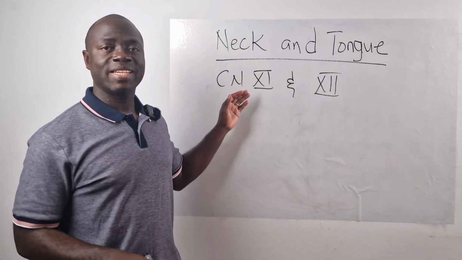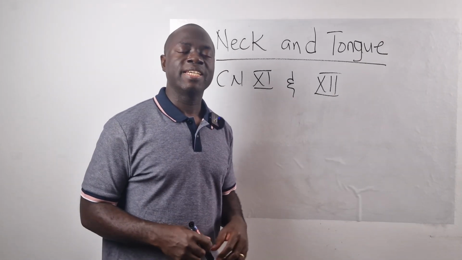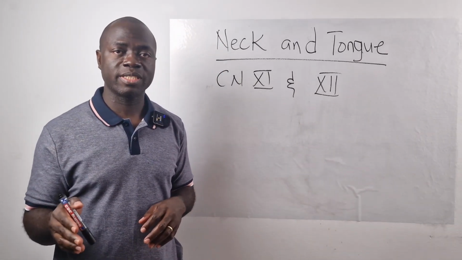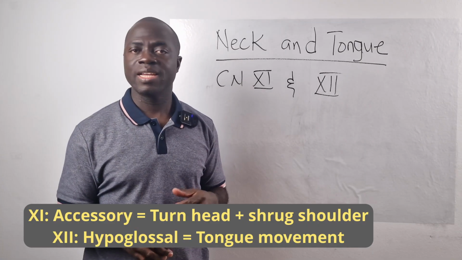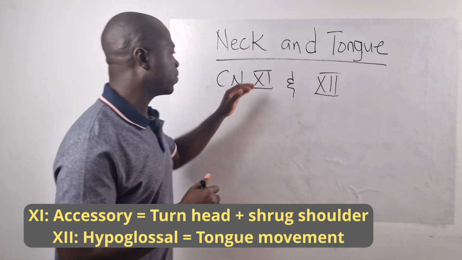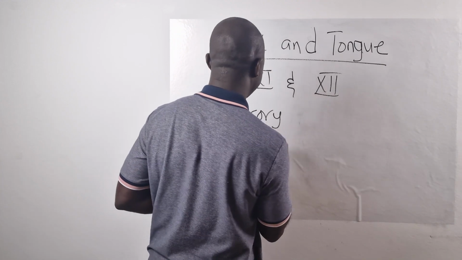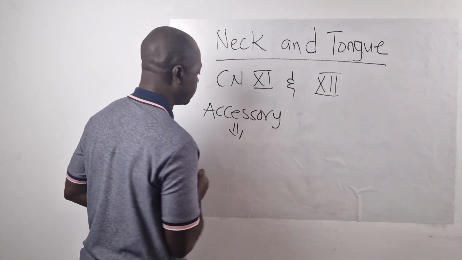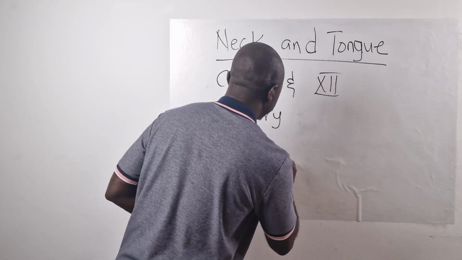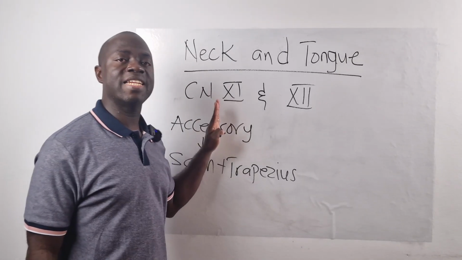Cranial nerve 11 is the accessory nerve, and cranial nerve 12 is the hypoglossal nerve. Cranial nerve 11 is responsible for supplying the sternocleidomastoid, which is for movement of the neck, and the trapezius, the muscles here, for shrugging the shoulder. So when you think of the accessory nerve, cranial nerve 11, think of the sternocleidomastoid muscle and the trapezius muscle. Neck movement, shrugging of the shoulder.